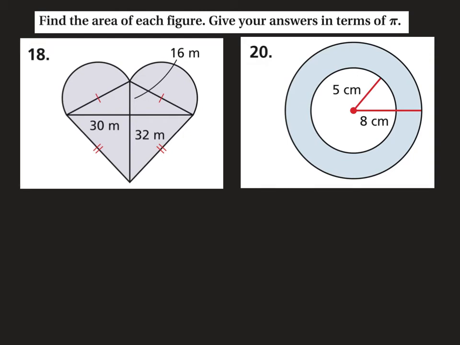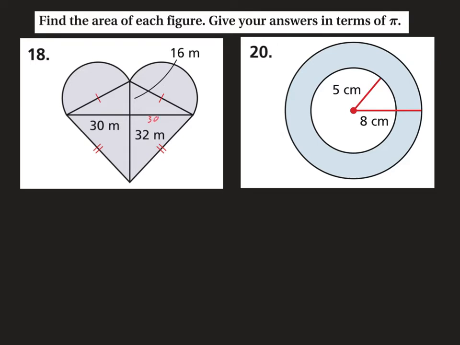Okay, so looking at number 18, we're first going to look at this shape here. And this is a kite. And one of the properties of a kite is that this diagonal here will bisect this one here. So this is 30 meters. I know that this also has to be 30 meters.